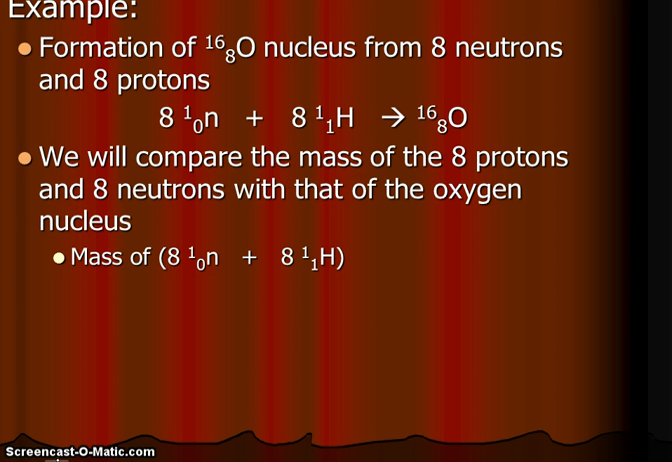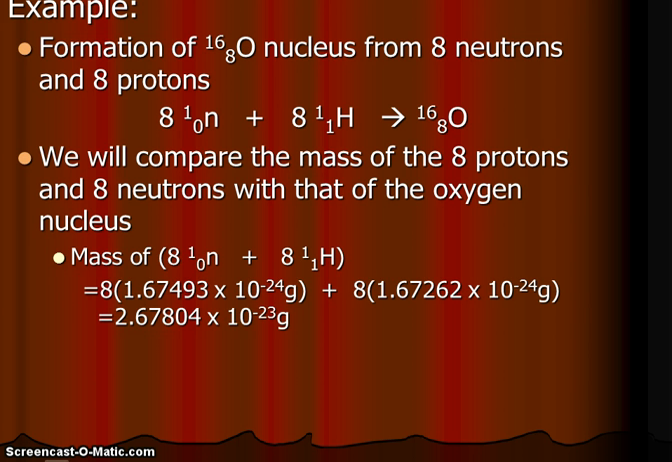So we'll take the mass of 8 times the neutrons plus 8 times the protons, and that will give us the mass of that nucleus. So 8 times 1.67493 times 10 to the minus 24 grams plus 8 times 1.67267 times 10 to the minus 24 grams, and that'll give us the mass of that nucleus of 2.67804 times 10 to the minus 23rd.